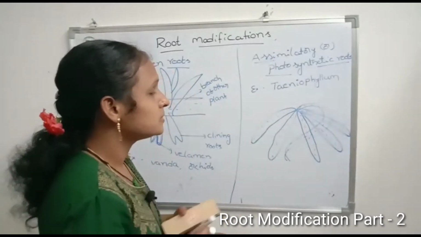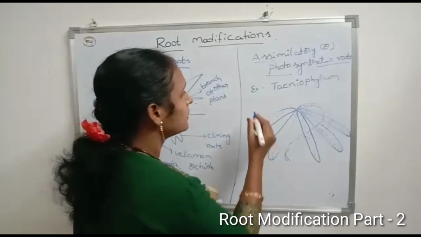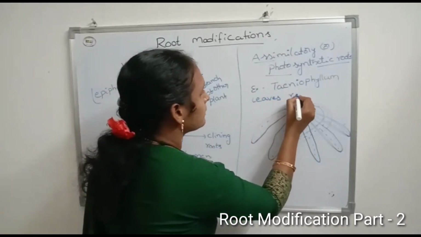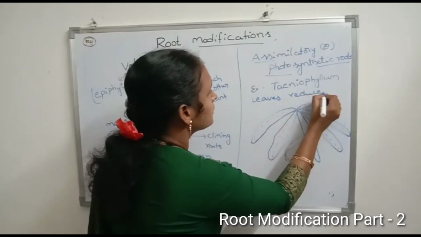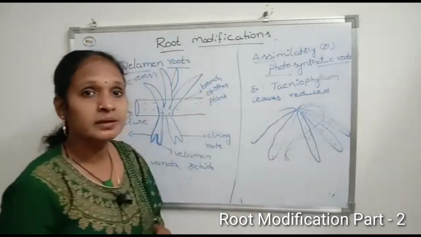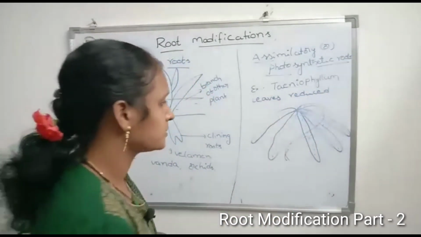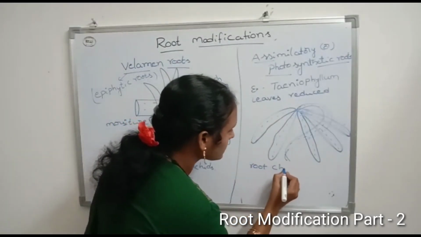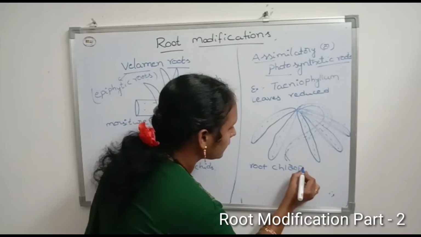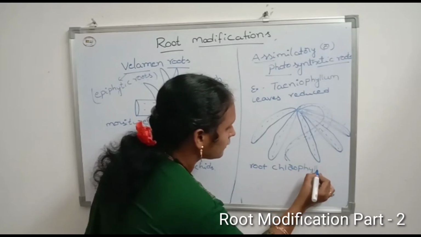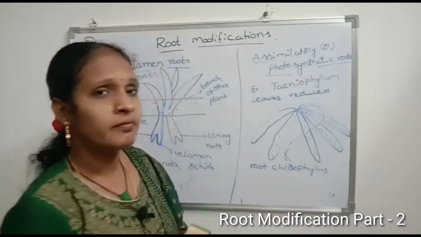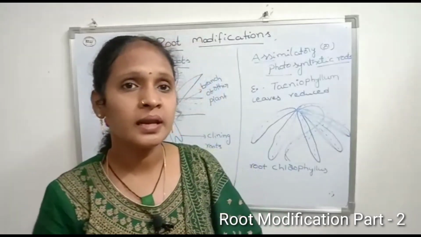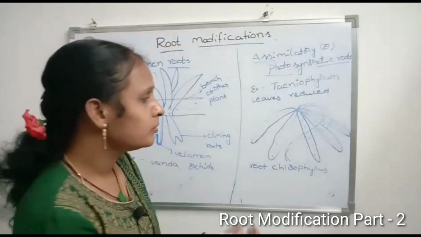In this plant, the green leaves are generally reduced. The roots become green in color and chlorophyllous. When exposed to sunlight, the roots become green, chlorophyllous and photosynthetic.